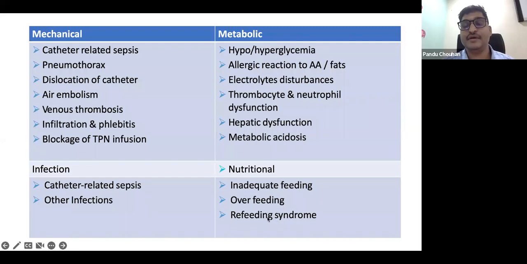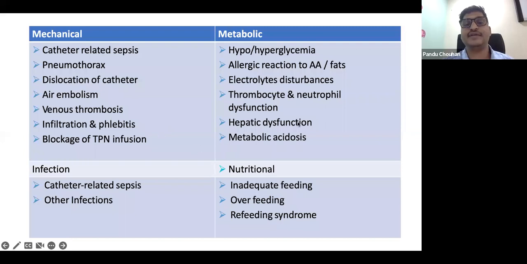When we give aggressive parenteral nutrition from day one, it can lead to depletion of phosphate or other electrolytes like sodium, potassium, or magnesium, and can lead to refeeding syndrome, which can manifest as CCF, seizures, pneumonia, or muscle weakness or paralysis. So these are the complications related to parenteral nutrition.